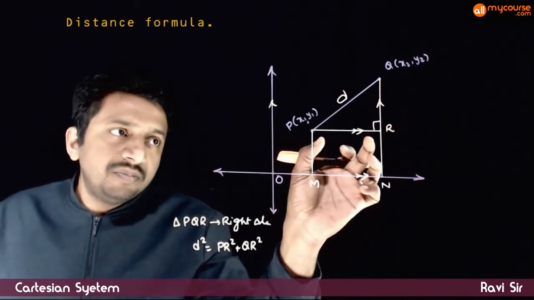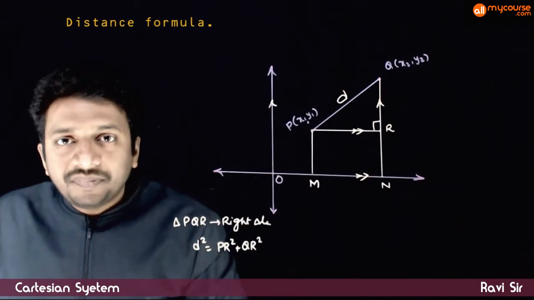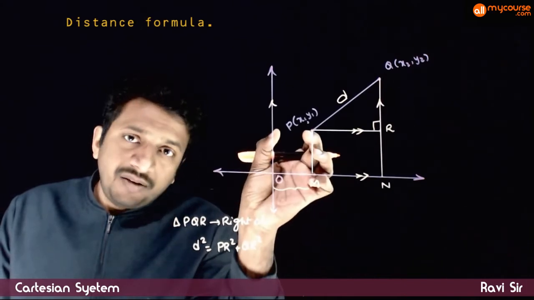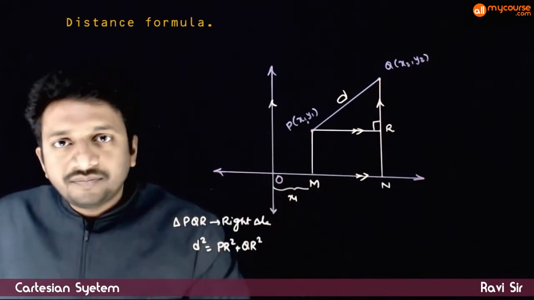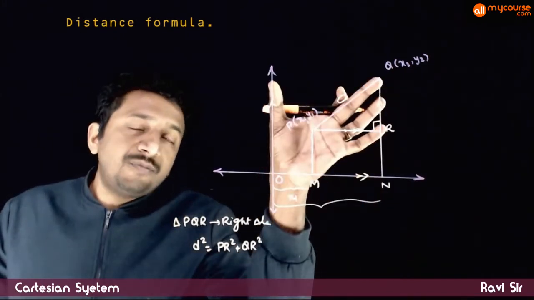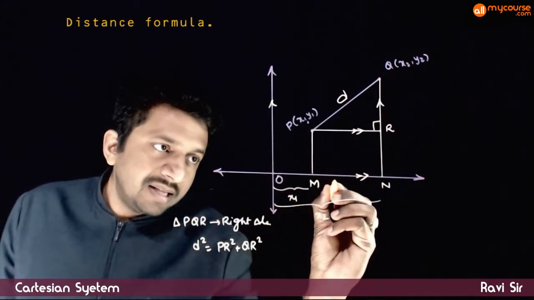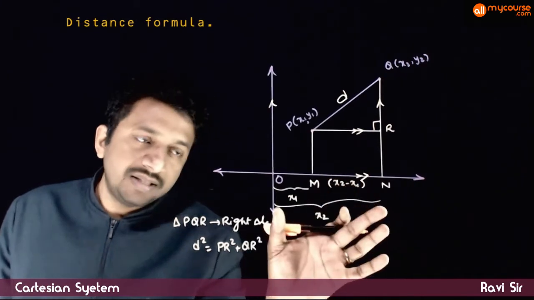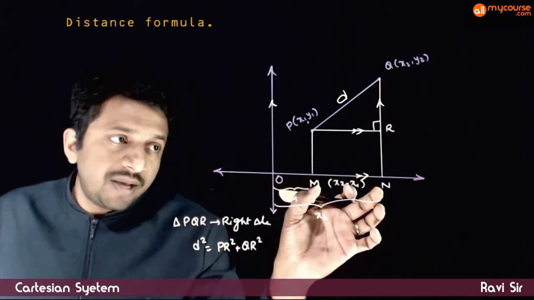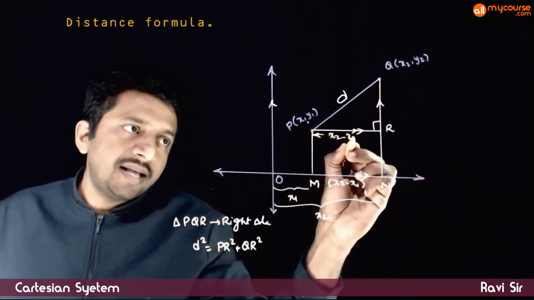Now the question is, what are the lengths PR and QR? Can I find them in terms of the given coordinates? Yes. Now as you can see, what is OM? OM is nothing but the distance of P from y-axis, which is x1. And what is ON? ON is nothing but the distance of point Q from y-axis, which is x2. So what is MN? MN is x2 minus x1. So if this is x2 minus x1, PR is also equal to x2 minus x1, right?